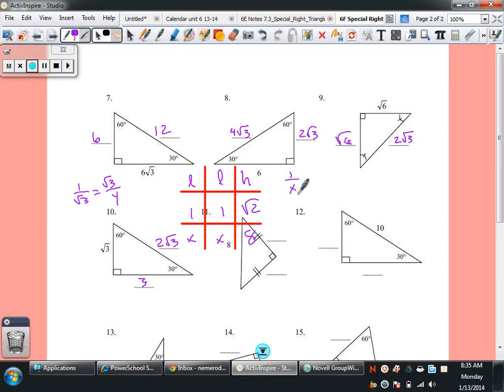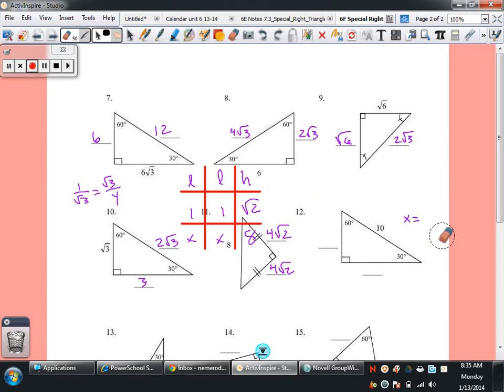That's 1 over x equals the square root of 2 over 8. We get 8 equals x times the square root of 2. X equals 8 over the square root of 2. When we rationalize the denominator, we get x equals 8 times the square root of 2 over 2, which simplifies to 4 times the square root of 2 for each one of the legs. They're congruent, so they're the same thing.